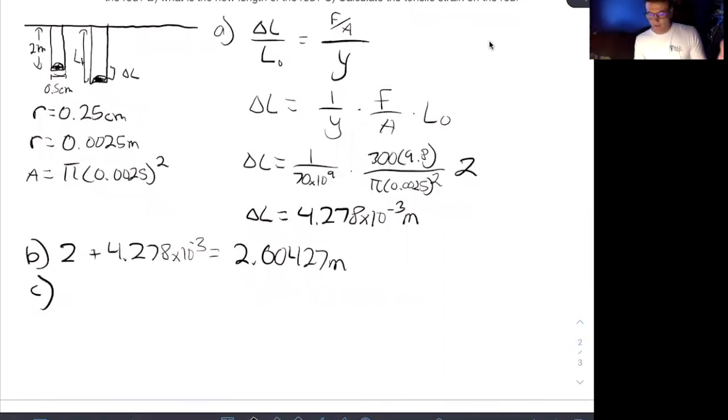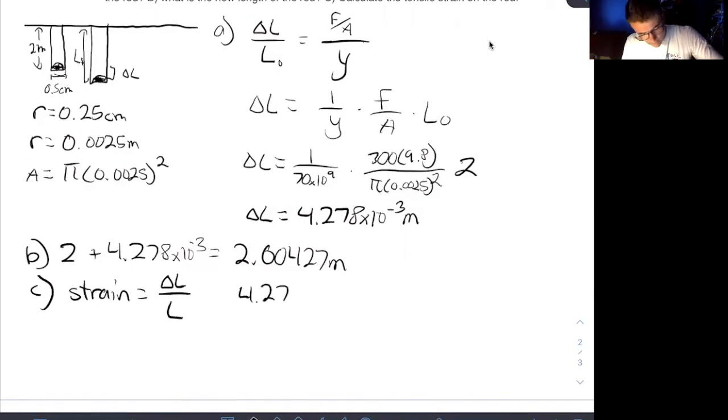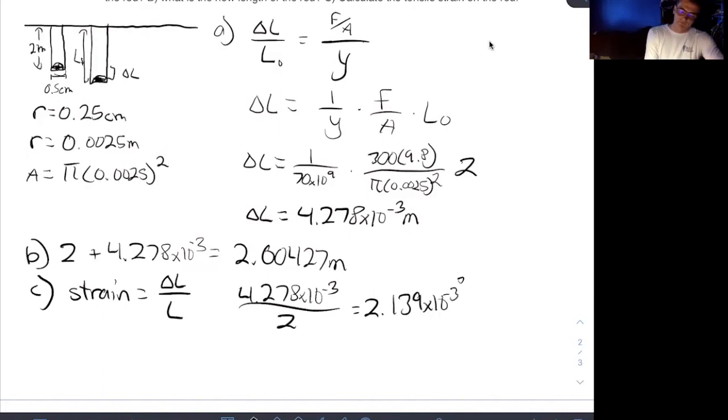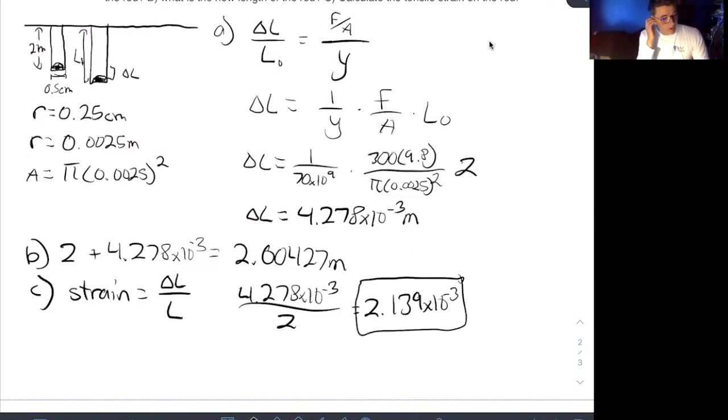Cool. And then part C is calculate the tensile strain on the rod. How do we calculate the tensile strain? The equation for tensile strain equals delta L over L. Essentially it's the fractional change of the length of the rod, and that's how much strain we put on it. So when we calculate it, that's just 4.278 times 10 to the -3 over 2 equals 2.139 times 10 to the -3, right? That's the strain that we put on this rod. Cool.